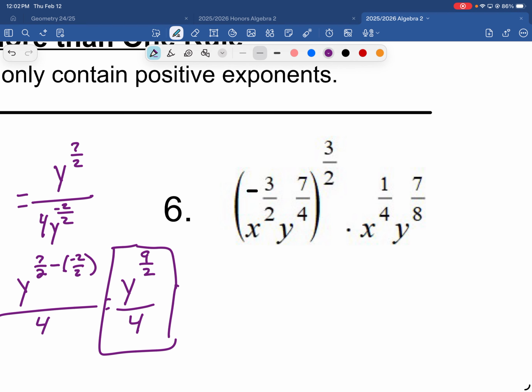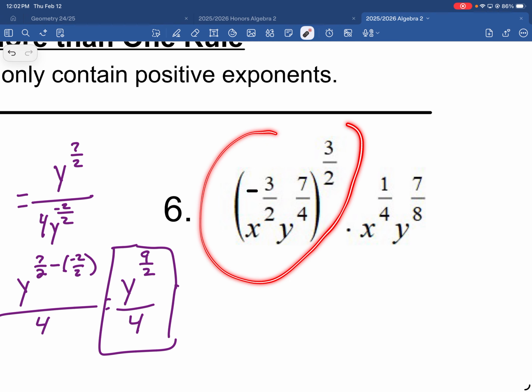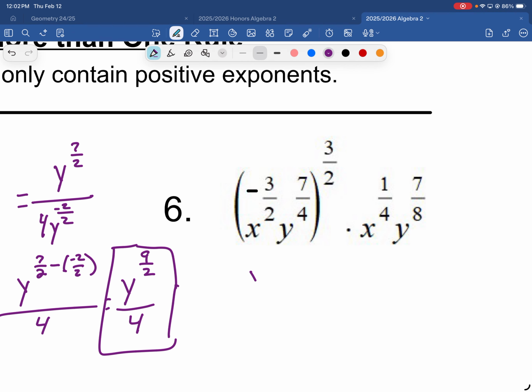So we have to take care of powers first. So we have to do this raised to the 3 halves first. So that's the first thing. And then I can multiply it by x to the 1/4, y to the 7/8. So I'm going power to power. So what do I do with the exponents when I'm going power to power in this part right here? Multiply them. So I'm going to have x to the negative 3 halves times what?